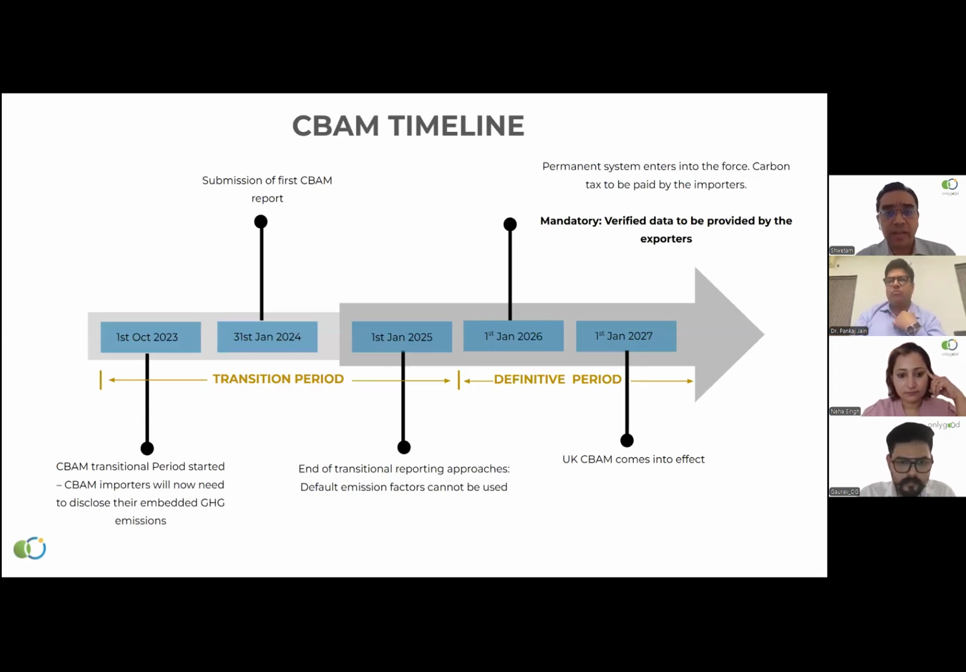Now, just a quick timeline of how it all started. It started in October 2023, and we are right now in the transition phase. In the transition phase, we are all expected to keep filing the CBAM report on a quarterly basis. Starting 1st of January 2026, the tax implication of CBAM will start to get accrued. Until the end of 2025, it's mandatory that we file this every quarter.